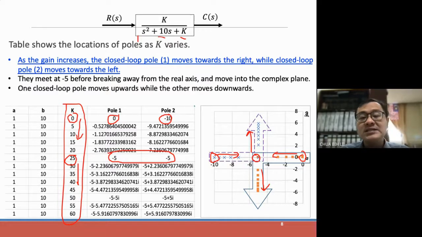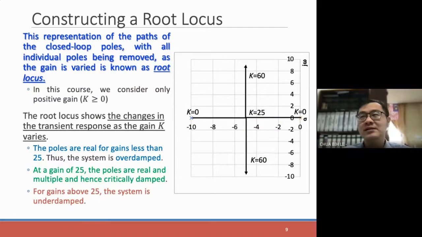And we call this a root locus, because now we are able to see how the roots or the poles are actually moving when K is changing. So this is what we mean by a root locus. You can plot it using Excel, or if you like, you can also plot it using Scilab or MATLAB, which I think we will cover in the slides later on.